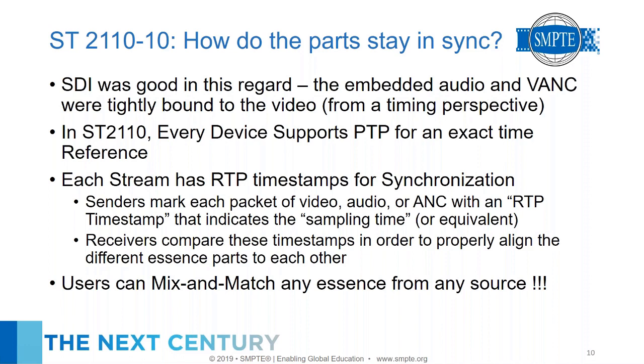Here, we're putting each of the essences into a different IP flow. So while they're in a common IP network, they can have different timing. One can be a little late, one can be a little early. So how do we keep things in lip sync? How do we put lip sync back together?